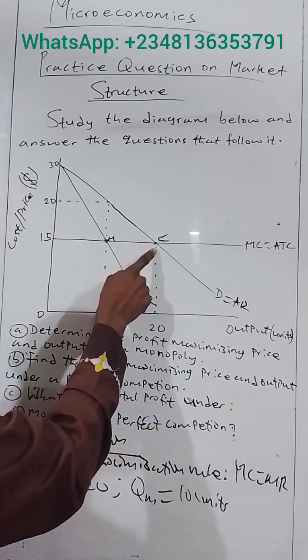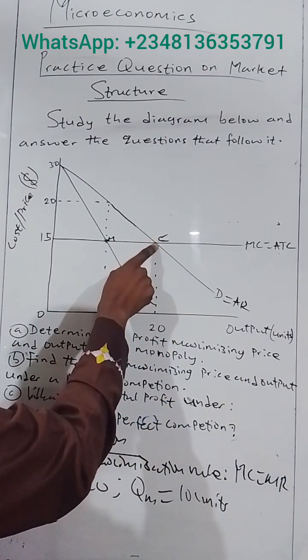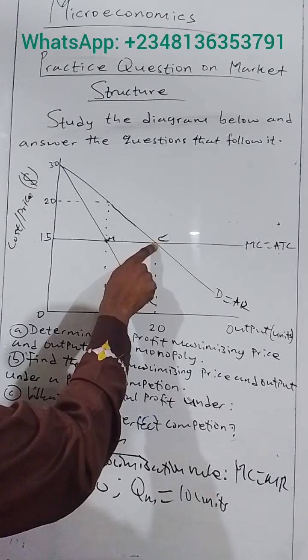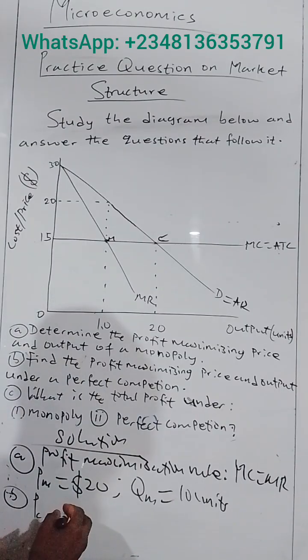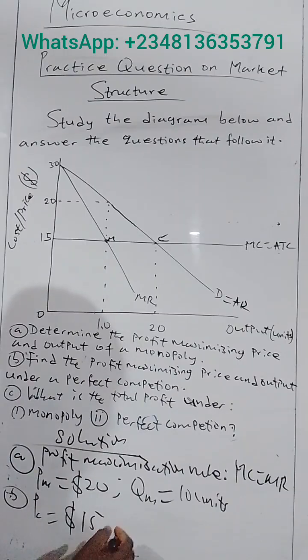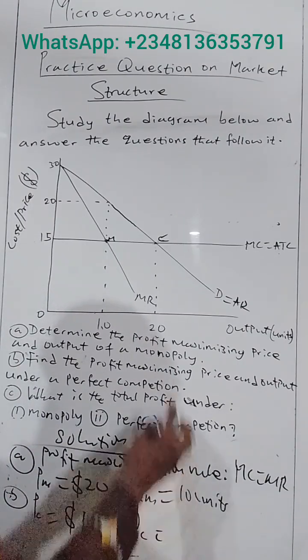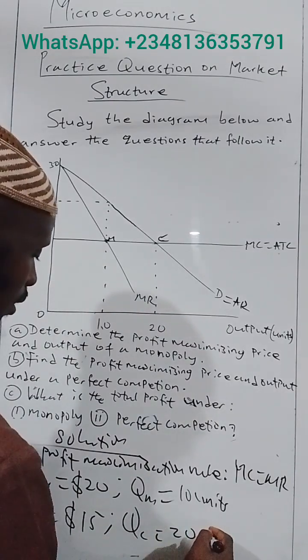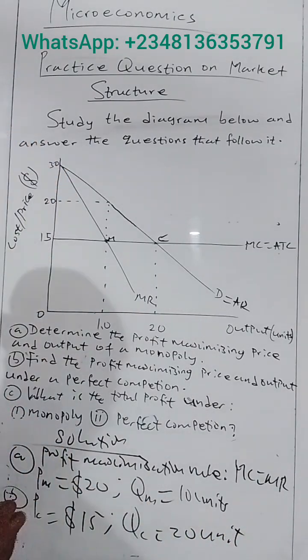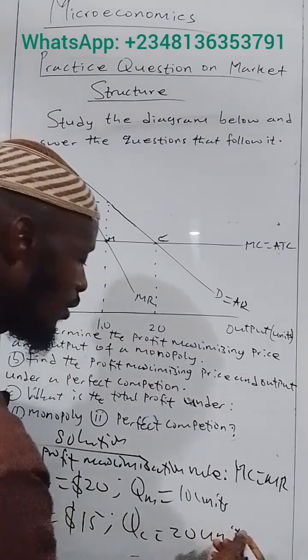So how do you know the price? This is where this dotted line touches the demand curve. Can you see it touch the demand curve at this point? So if I trace it to this side, my equilibrium price at that point is 15 US dollars. So what of the equilibrium quantity? The equilibrium quantity will be the corresponding quantity here, which is 20 units. You can see, therefore, in a perfect competition, the profit maximizing price is $15, while the profit maximizing quantity is 20 units.